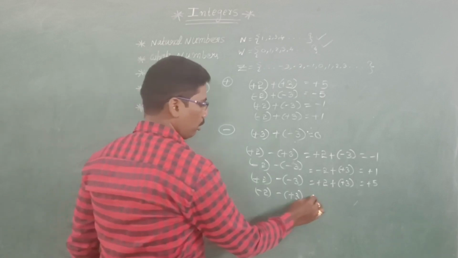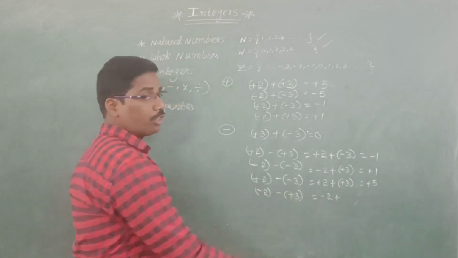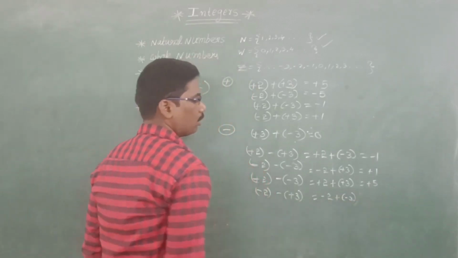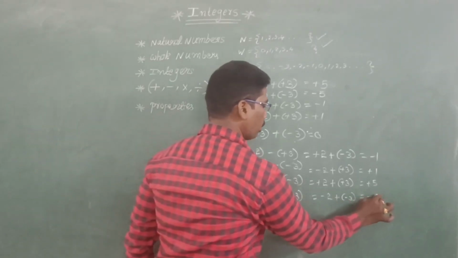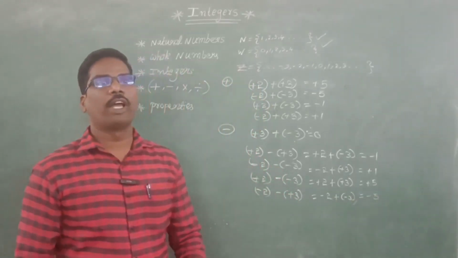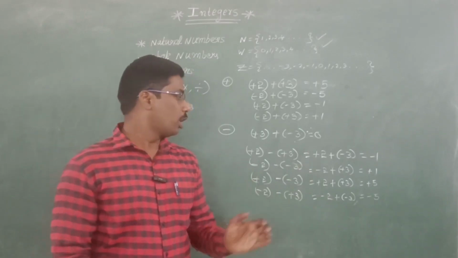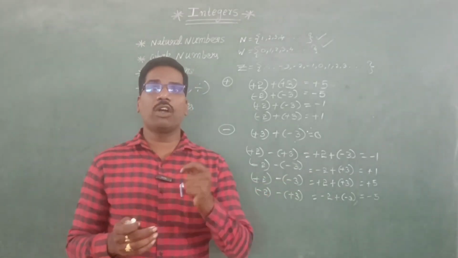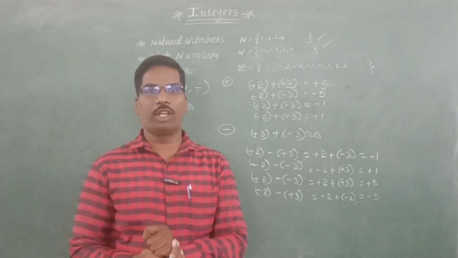Next, minus 2. I want to do addition. The additive inverse of plus 3 is nothing but minus 3. The sum of two negative integers is a negative integer by adding the numbers. So minus 5. Like that, you can do the subtraction also very well. If you want to do subtraction, you have to know the additive inverse of the given number.